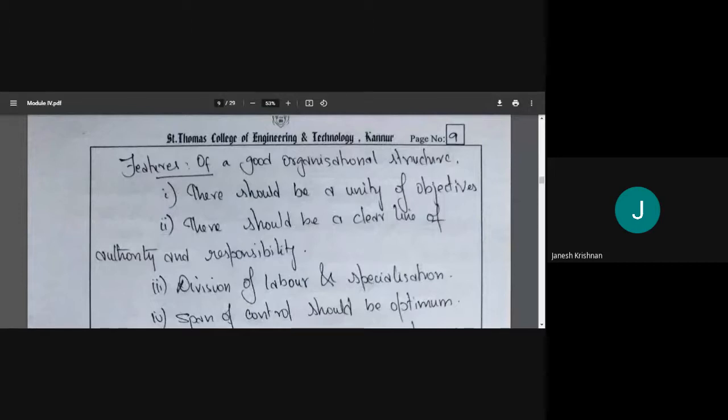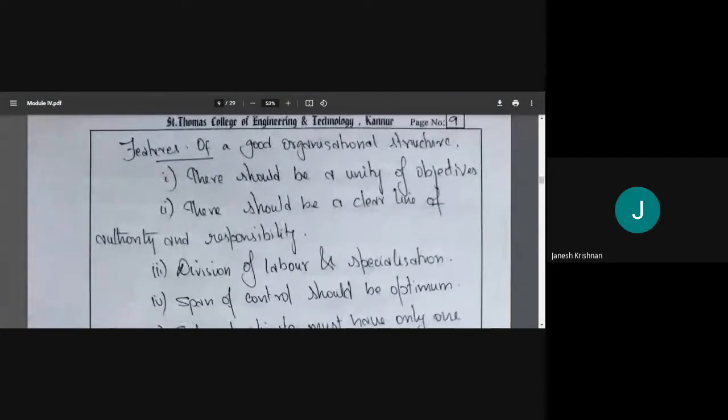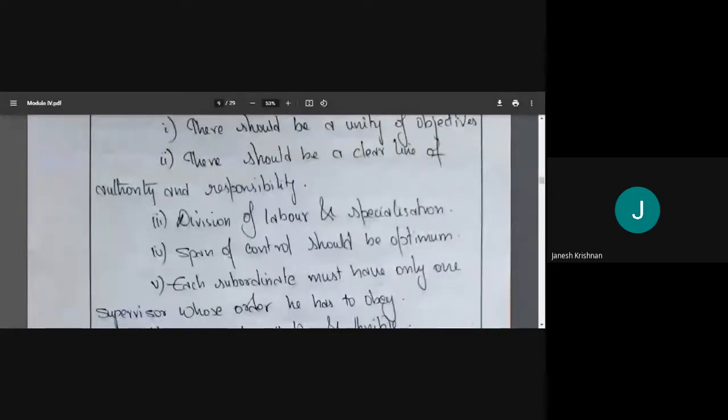So if your project is not completed, you can go to your project guide: what happened, why is it not completed, what can be done? Then division of labor and specialization. Even when your guides are assigned to a topic, their specialization may be in that area, maybe geotechnical, maybe urban planning. Then the span of control should be optimum. It should not be more, it should not be less, but optimum, what that person can carry out.